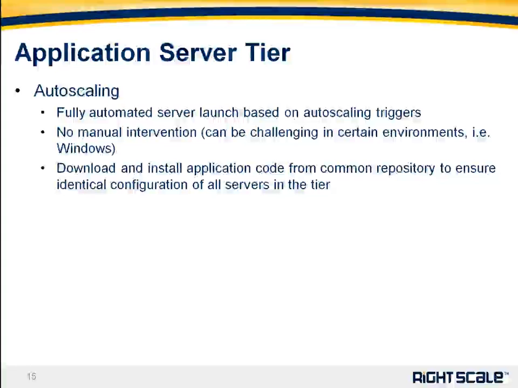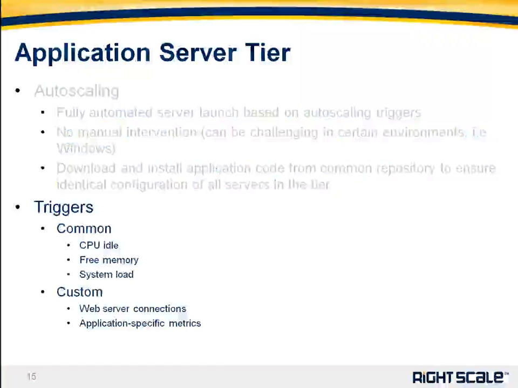Therefore, it's important to download and install your application code from some common repository, because you want to make sure that all of the application servers are identical to their siblings. You don't want to have version A of code on one set and version B on a second. And we'll talk a little bit later about how to accomplish that as well and make sure that your code versions are consistent.